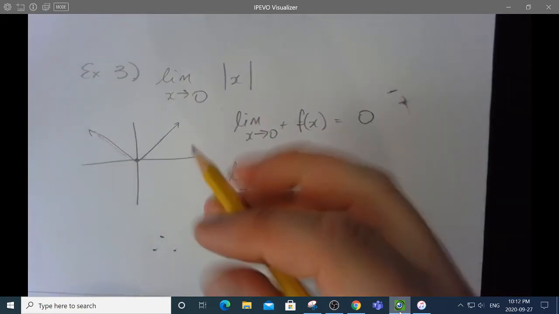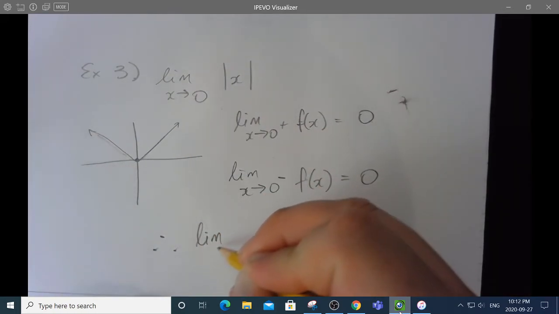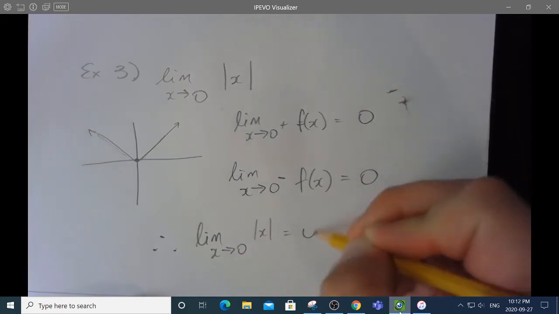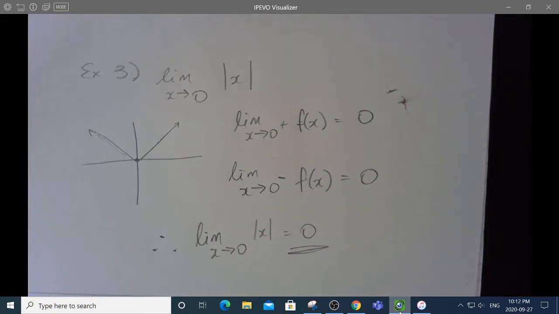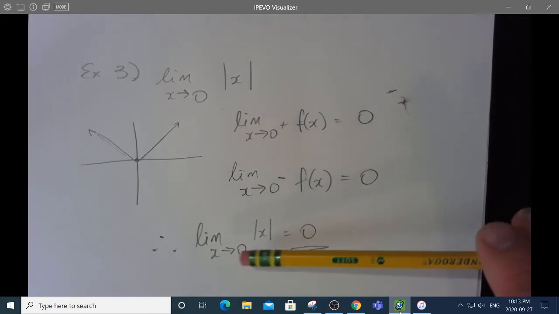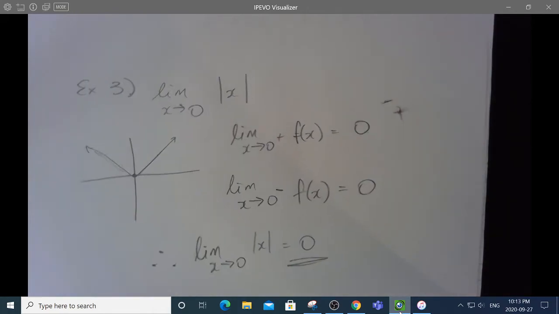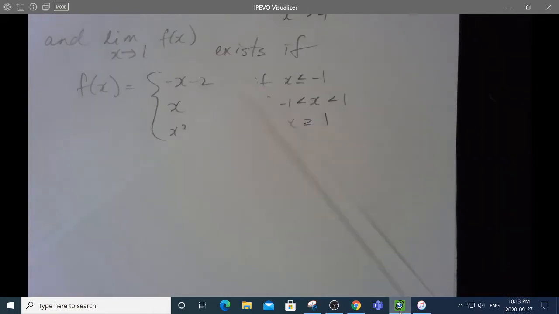I'm getting ahead of myself here. The limit as x approaches 0 from both directions of the absolute value of x is equal to 0. Okay, so that's, again, analyzing this limit by using the left and right rule for limits. All right, so example 4.